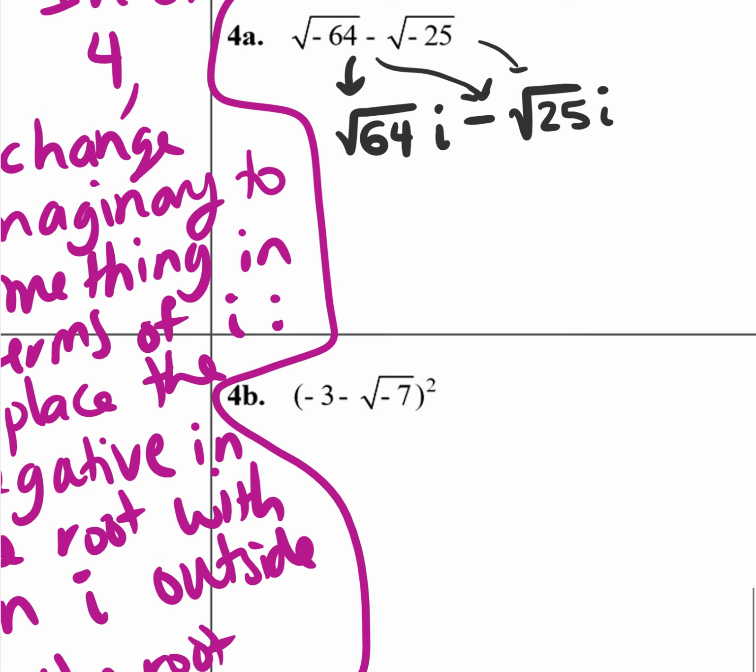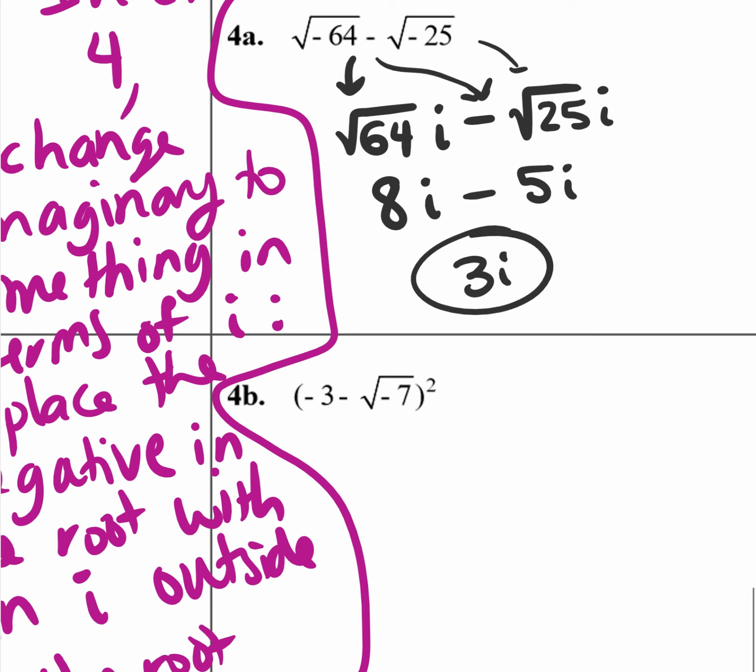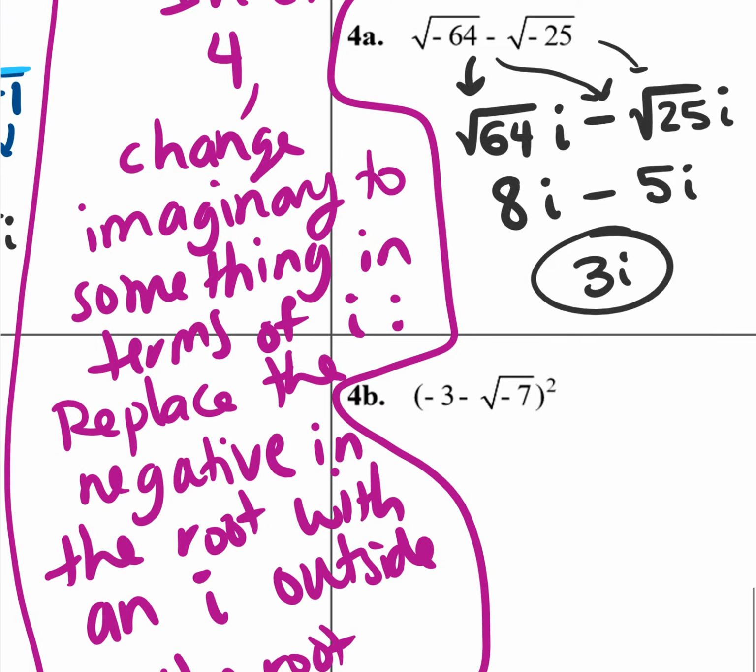And now, actually, this one's a little easier because I don't have to split this root up. 64 has a square root outright. It's 8. As does 25. It's just 5. So now we see it's 8i and 5i subtracted, which make 3i. There we go. So actually, that one was a little easier, huh?